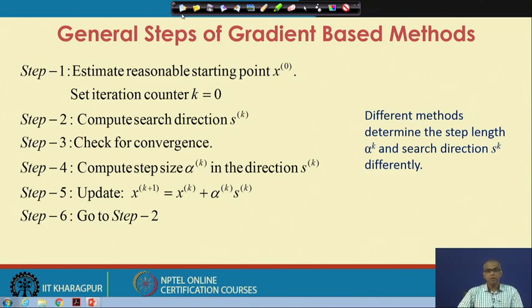So, we have different methods which make use of gradient information. They differ in determining the step length alpha and the search direction S. So, different methods determine the step length alpha and the direction S differently.